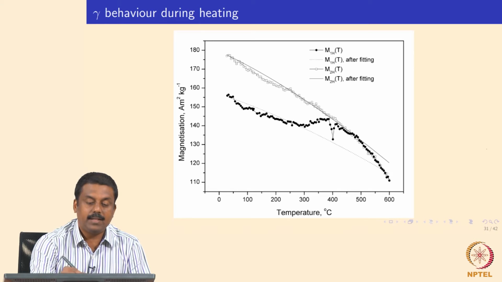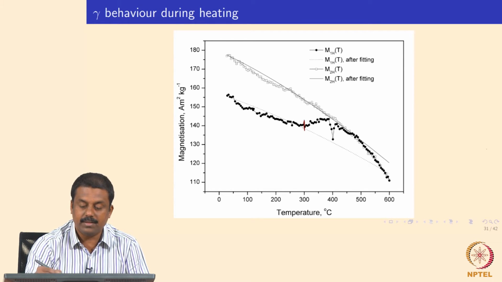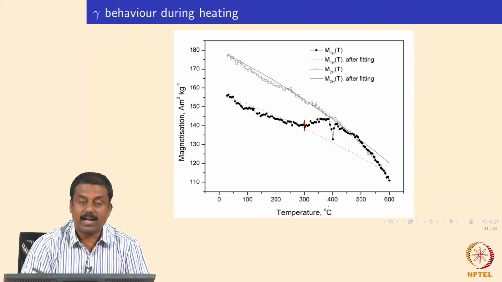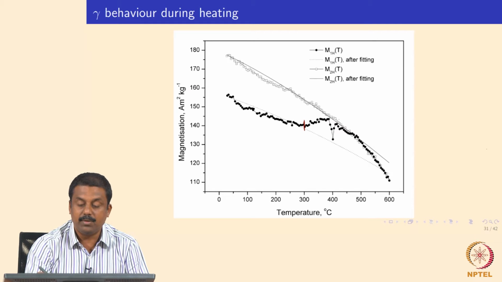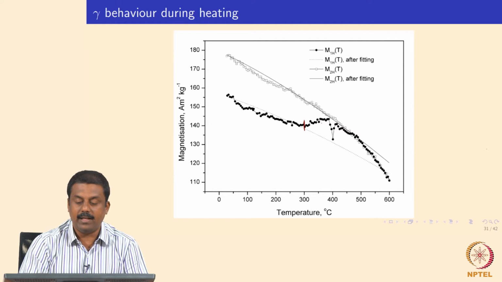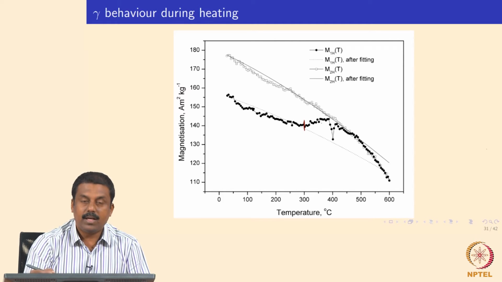So, if you increase the temperature, what happens? The retained austenite starts decomposing when the temperature goes beyond 300 degrees centigrade, in this case for the high silicon steel. This decomposition leads to the formation of ferromagnetic ferrite, and then the transient carbides we looked at in the earlier class. So, we look at this further.